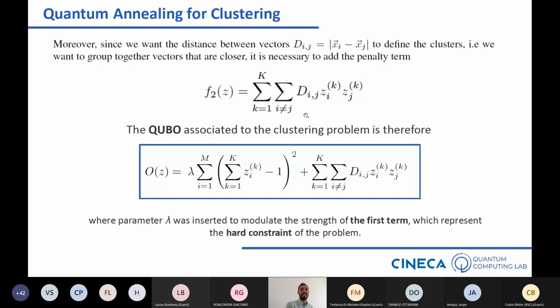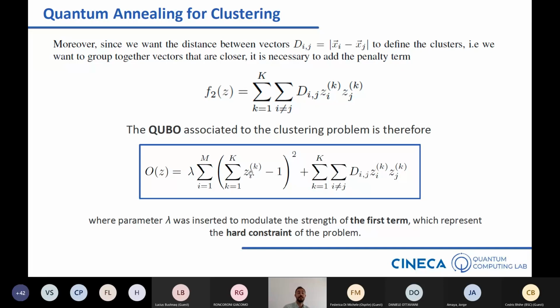Again, the meaning of this is not very clear to me. But here, what I'm doing is assuming that I want to group together vectors that are close, and vectors that are far, I don't want to group them together. So that's what this penalty term does. It's quite simple, but then probably there are some problems concerning this assumption.